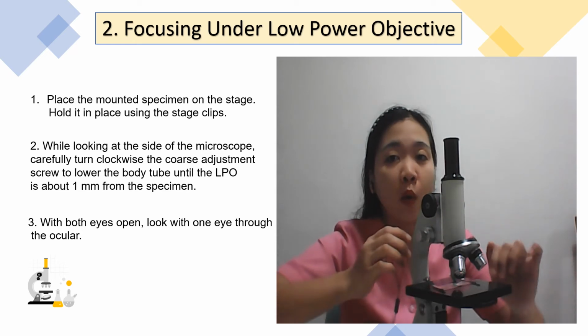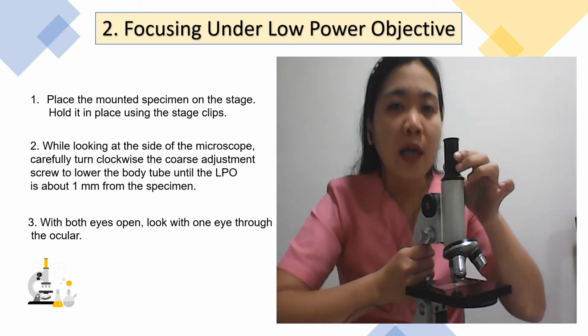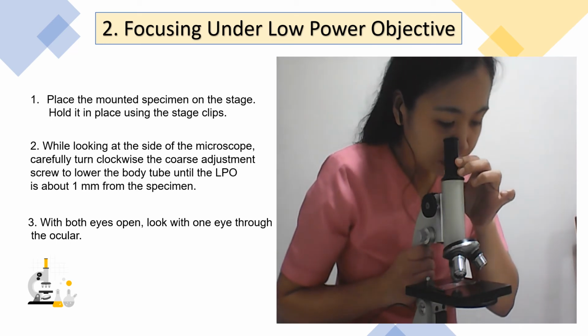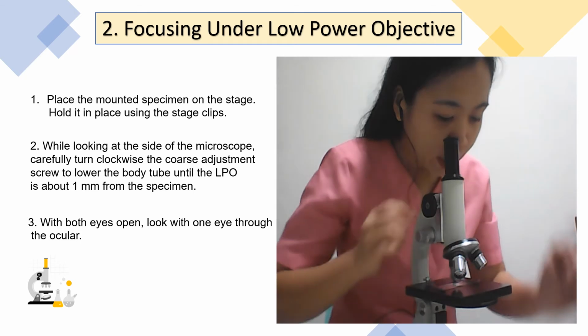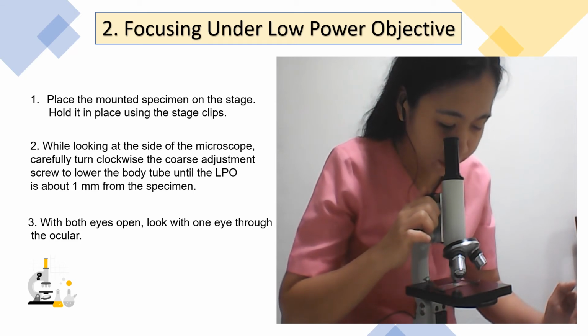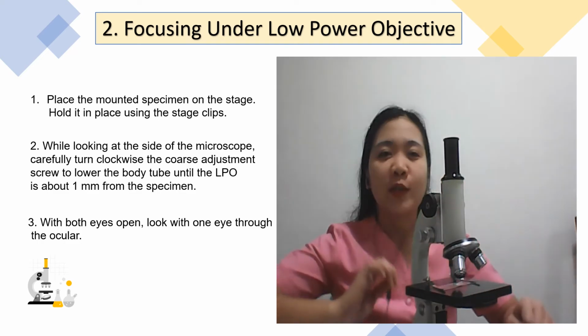With both eyes open, look with one eye through the ocular and observe the specimen now. You can adjust the coarse adjustment screw so that you can get a very good image of your specimen. Okay, so that's it.